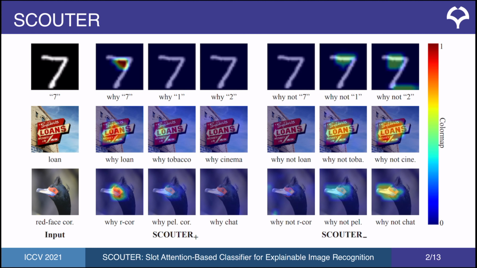There are two kinds of SLOTR. The first one is the positive SLOTR that is used to find the positive reasons for each category. For example, positive SLOTR can find the reason for this bird being the red-faced cormorant, that is, the region of the red face. The second kind of SLOTR is the negative SLOTR, which is used to find the negative reasons for categories. For example, for this 7 being not category 1, negative SLOTR gives us the region of the horizontal stroke, while for 7 being not 2, negative SLOTR also shows us the missing of the bottom stroke.